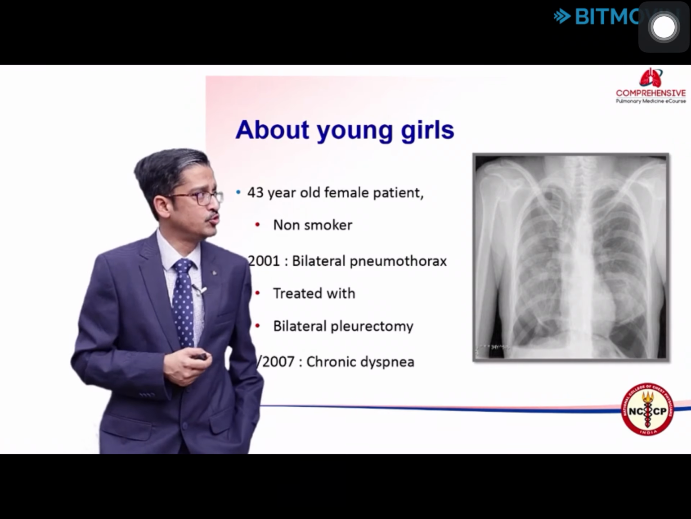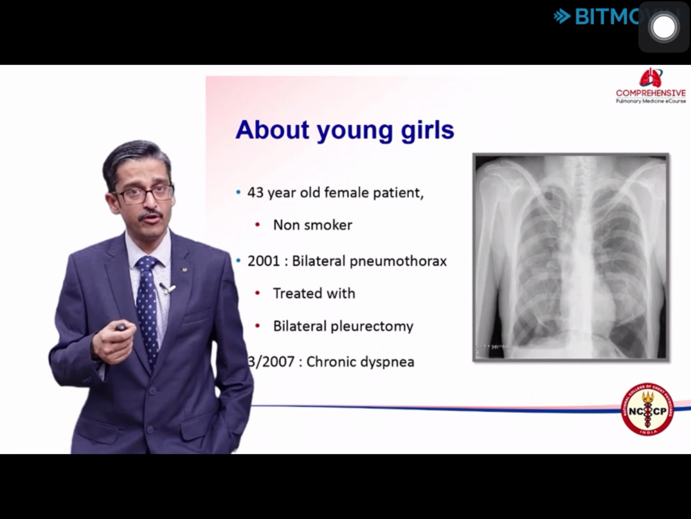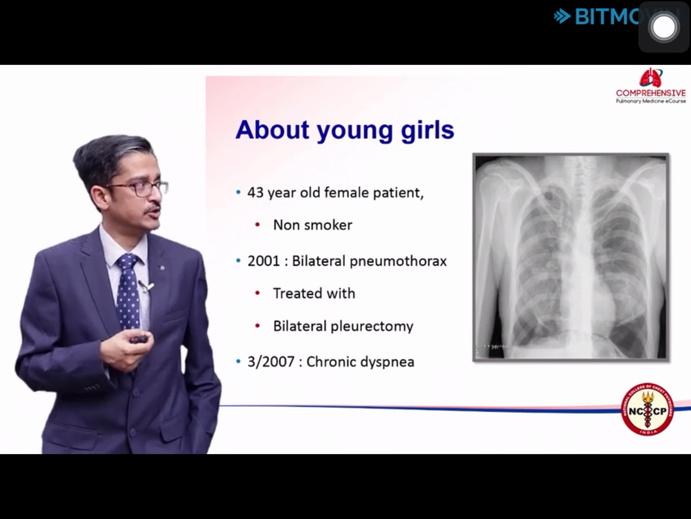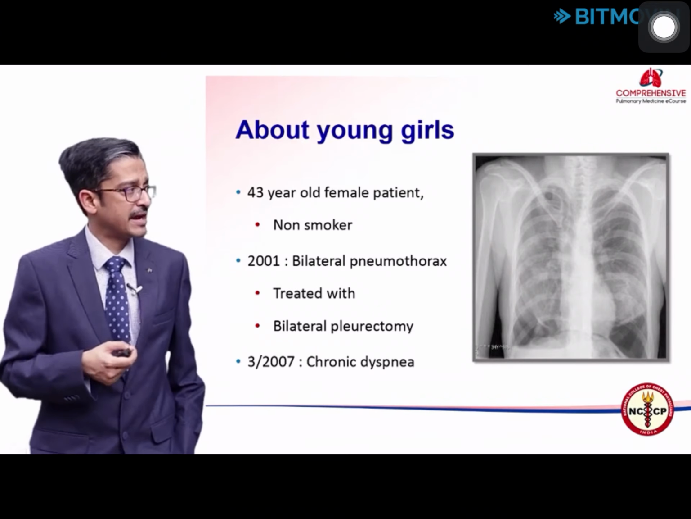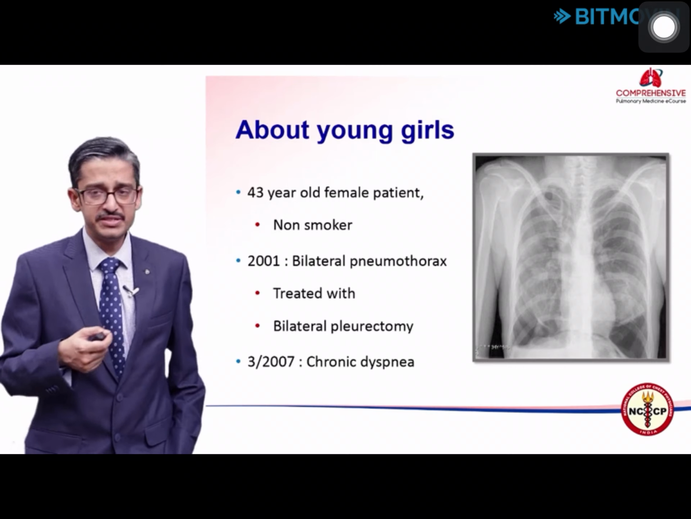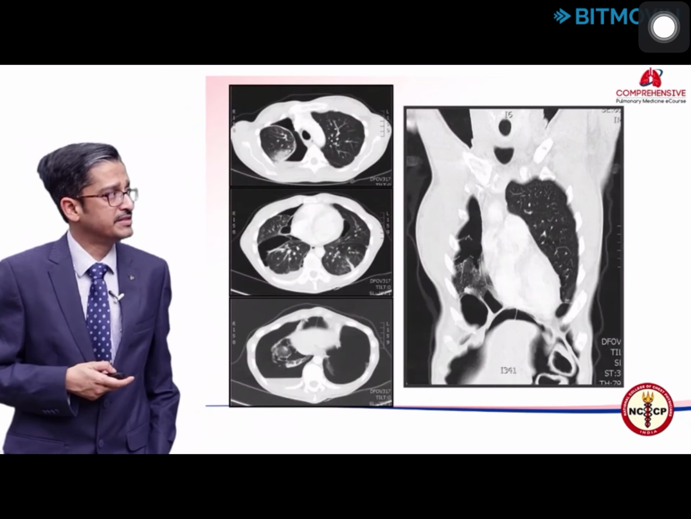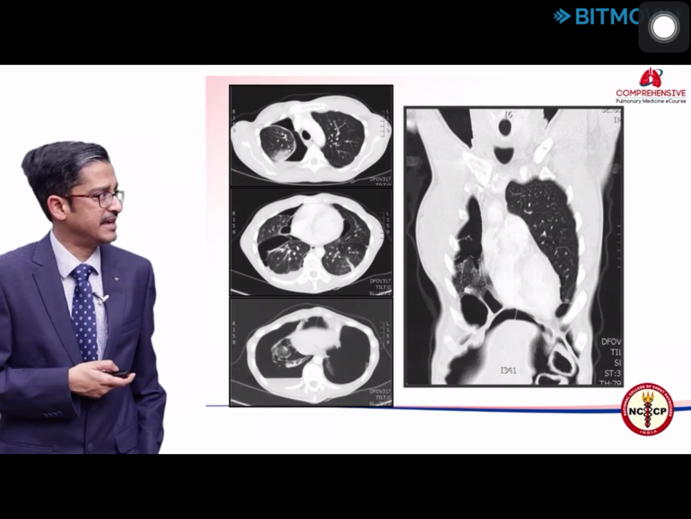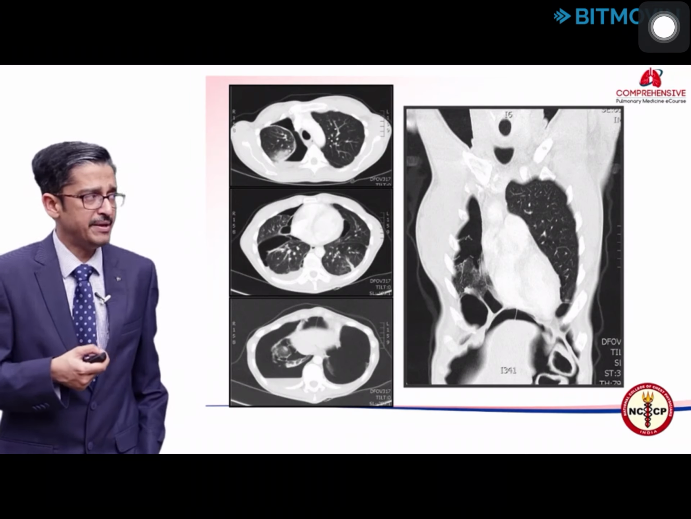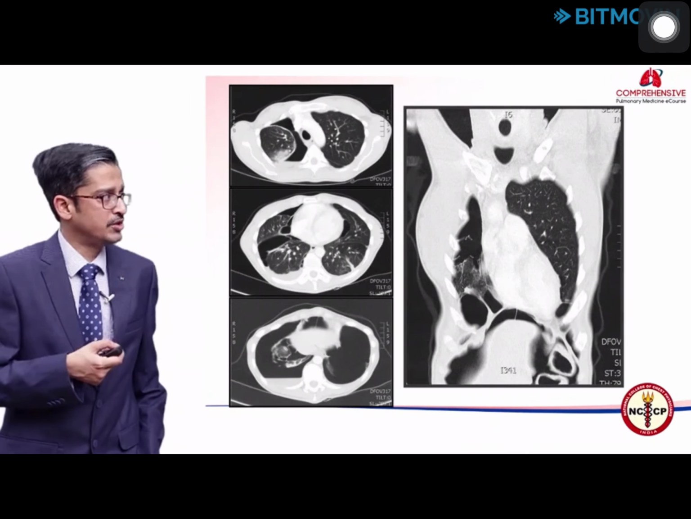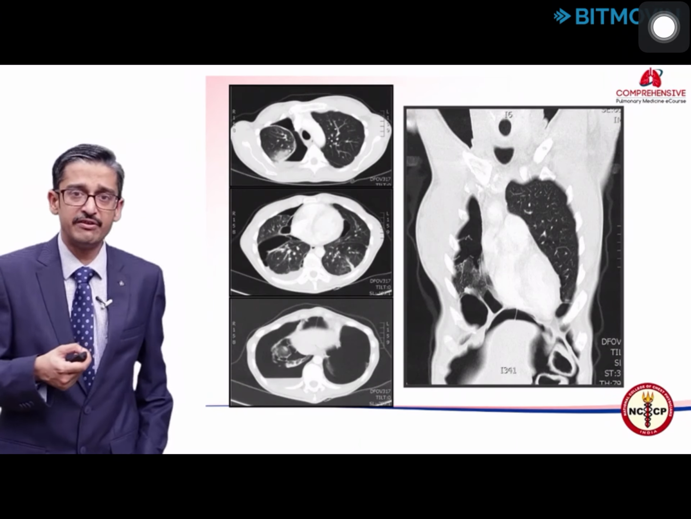So here I show you a 43-year-old female who's a non-smoker, who about 15 years ago had bilateral pneumothoraces. She was treated with talc, bilateral pleurectomy thereafter, but she presented 6 years down the line with chronic dyspnea. And you can see the chest CT scans there, and you can see the recurrence of a right apical pneumothorax. You can see loculated pneumothorax around the right middle lobe, and you can see a similar picture in the right lower lobe.